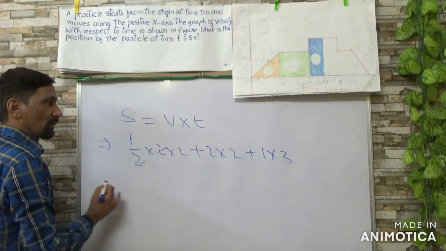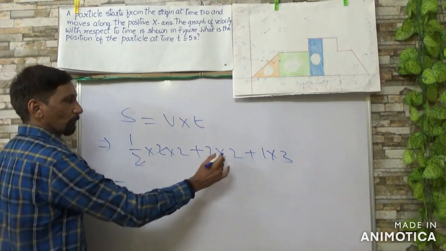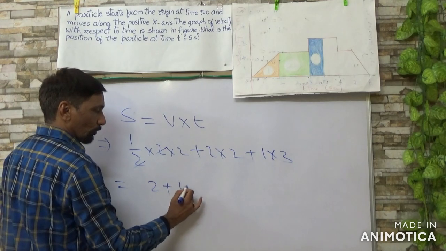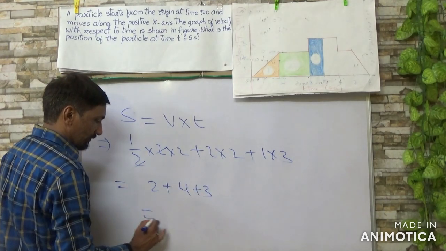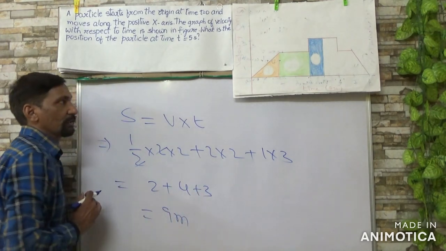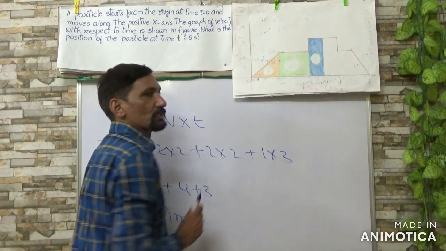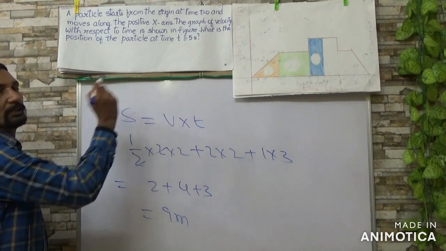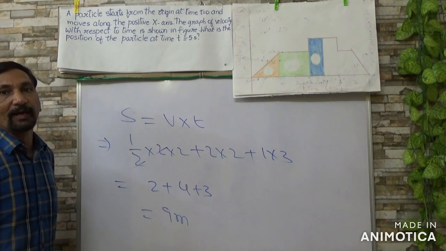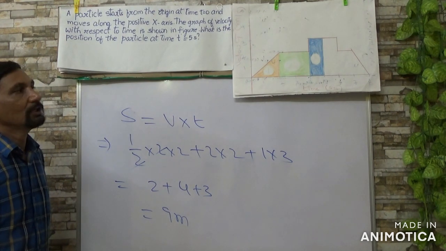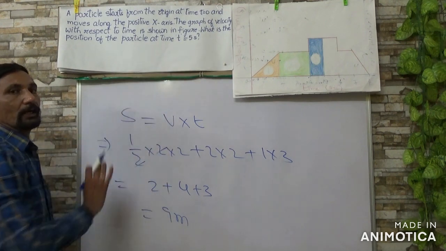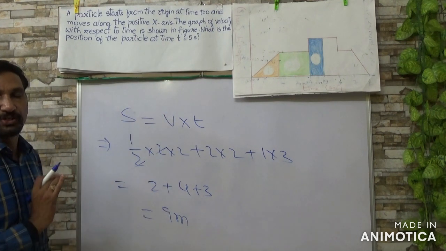Okay? So 2 cancel. 2 plus 4 plus 3. So 9 meter. So its position after 5 seconds is 9 meter. Same like the elevator, but over there you have taken total. Over here you have mentioned a particular time, 5 seconds. Okay?